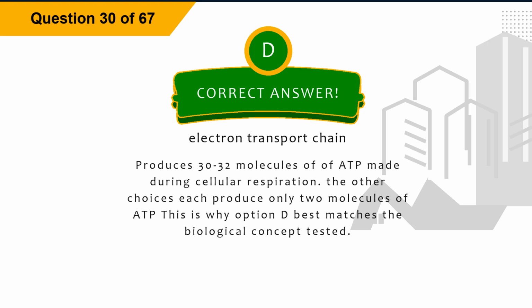Explanation. The electron transport chain produces 30-32 molecules of ATP made during cellular respiration. The other choices each produce only 2 molecules of ATP. This is why option D best matches the biological concept tested.